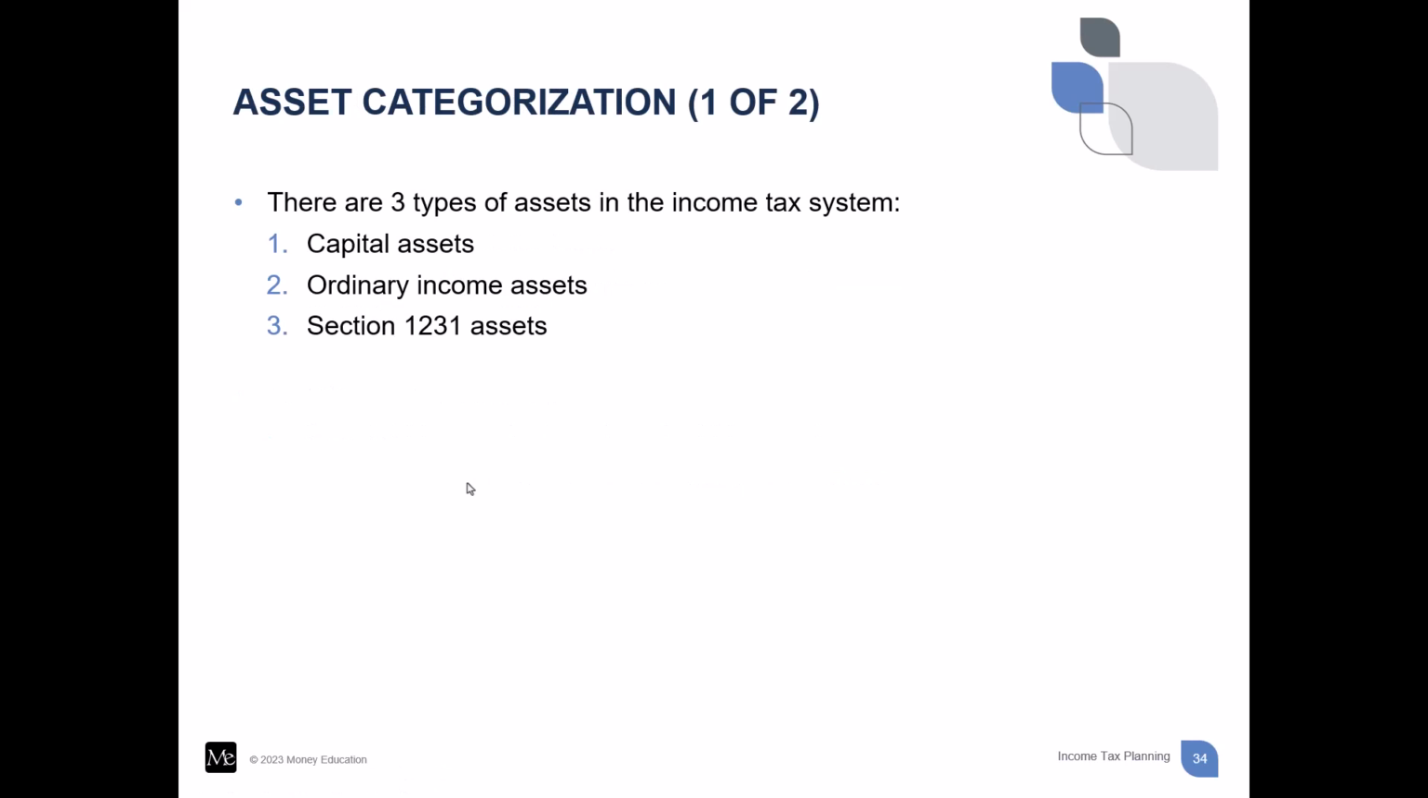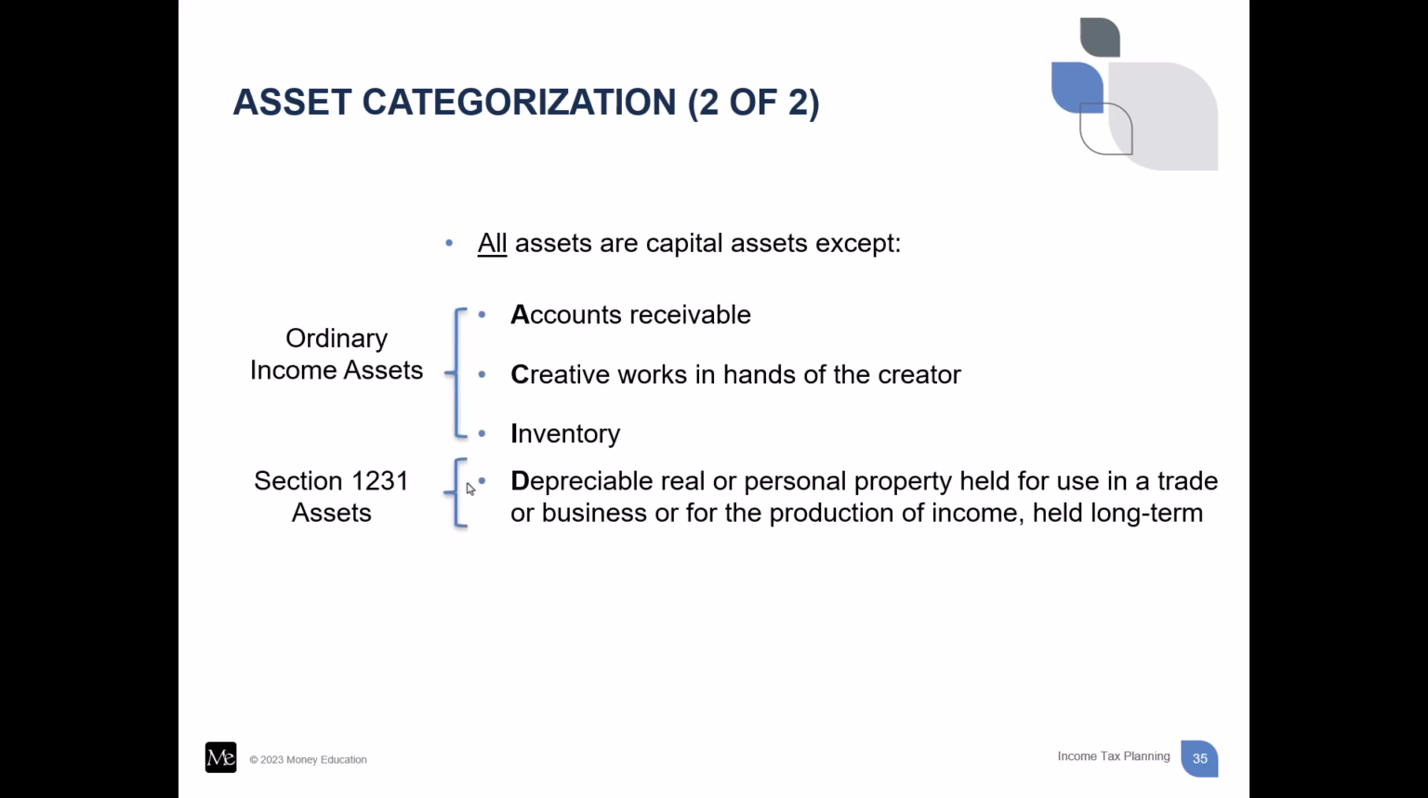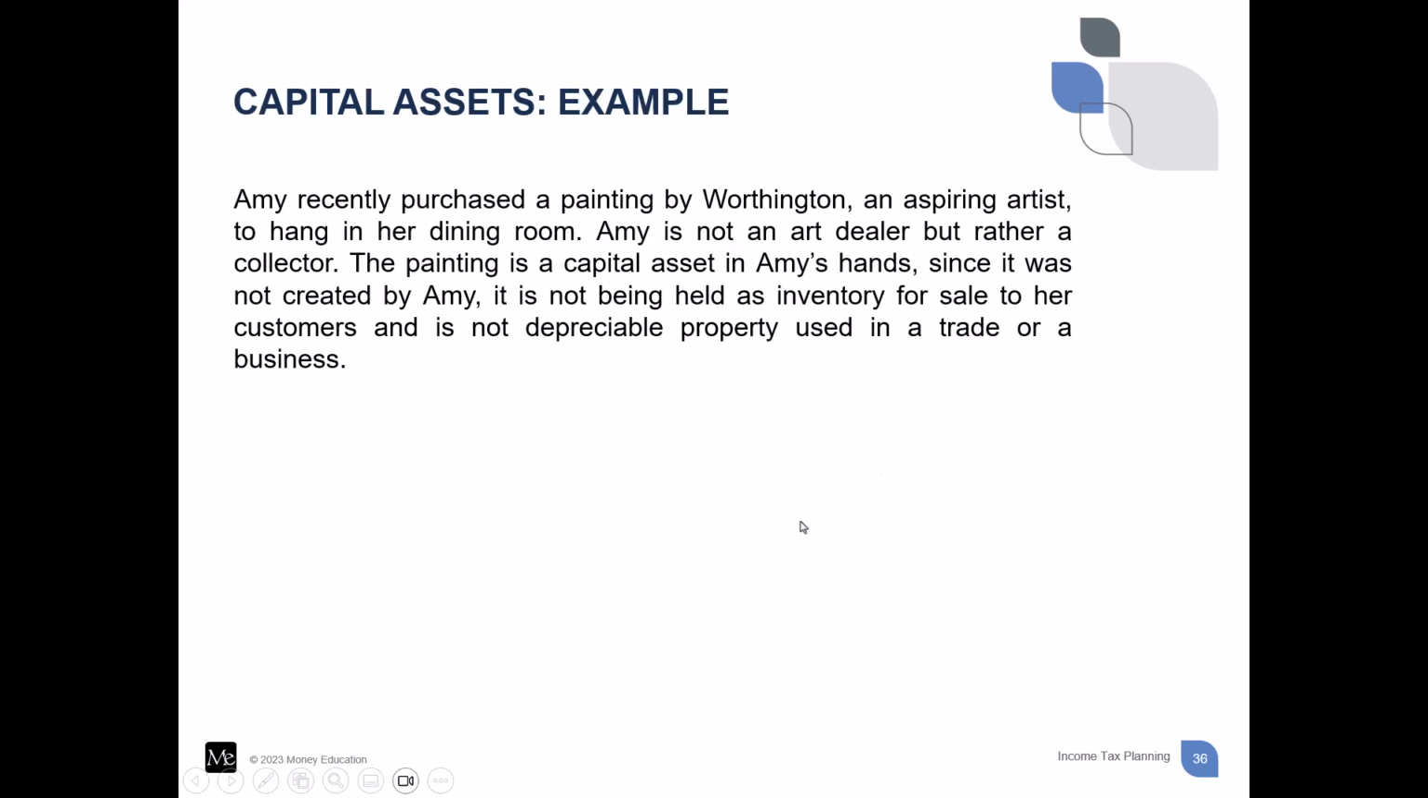There are three types of assets in the income tax system. We have our capital assets, ordinary income assets, and Section 1231 assets. All assets are capital except ordinary, which is accounts receivable, inventory, and creative works in the hands of the creator, and Section 1231. So you would identify these first. Section 1231 is depreciable real or personal property held for use in a trade or business or in the production of income and held long term.